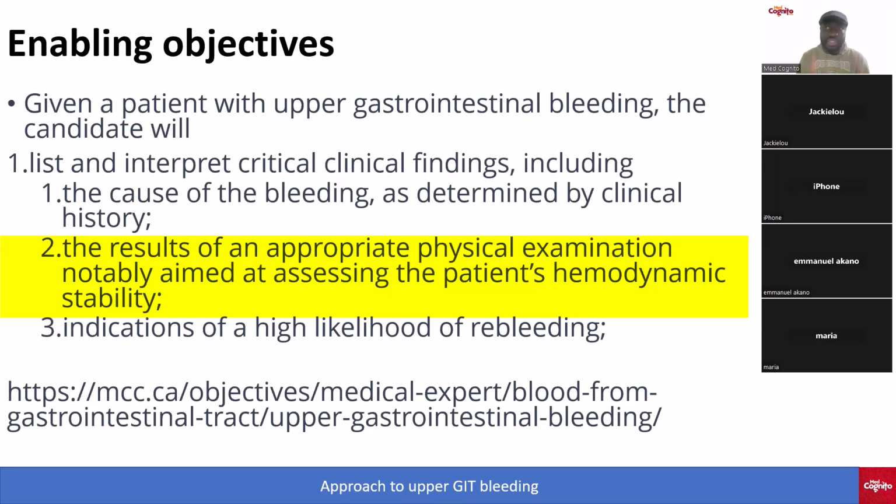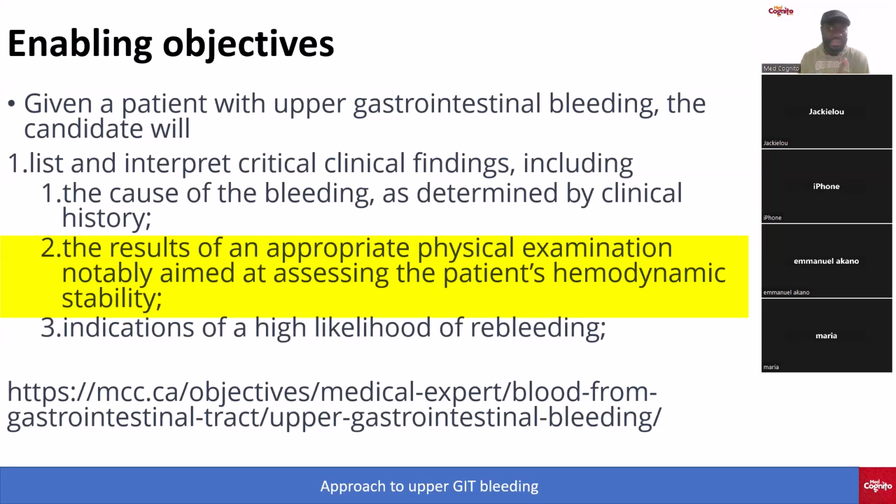Again, you have to just ask yourself, the medical council wants me to know this. How do I determine a patient's hemodynamic stability? How do I determine that? With some vitals, like even from my history, is the patient dizzy? Does the patient have some chest pain? Does the patient have palpitations? From my examination, what's the blood pressure? What's the pulse? What's the respiratory rate, right? How are the extremities doing? Those are the things I want to pay attention to.